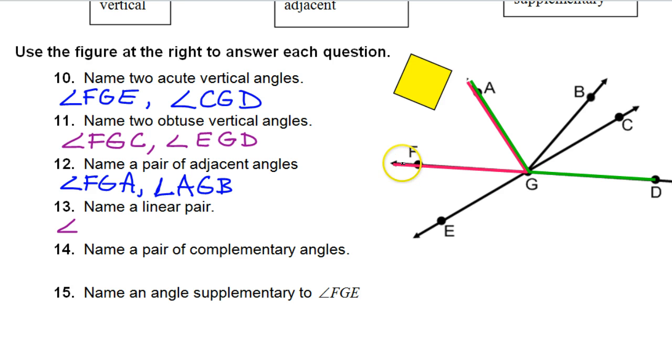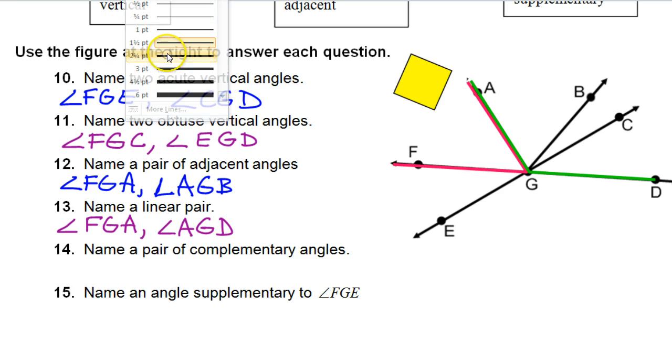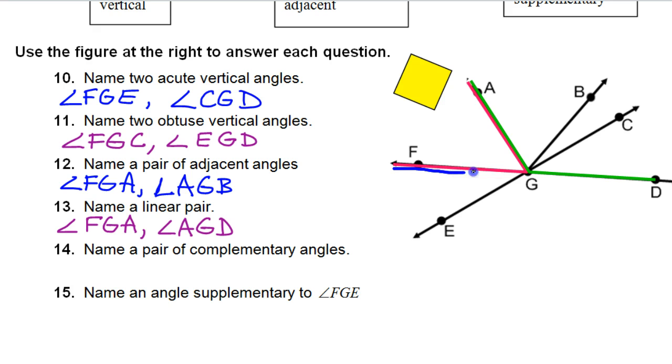Anyway, angle FGA and angle AGD are a linear pair. Because if I look at this side over here, see how this makes a straight line? That's why it's a linear pair.